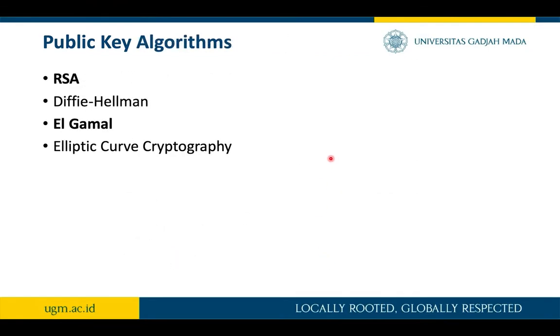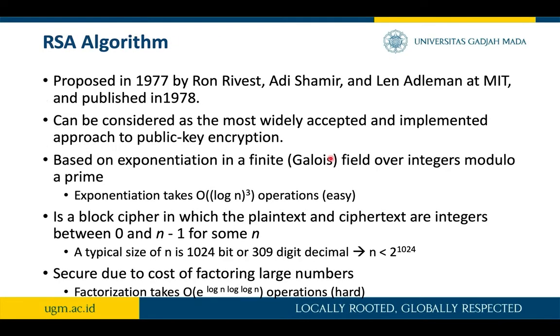There are several public key algorithms such as RSA, Diffie-Hellman, ElGamal, and elliptic curve cryptography. But in this slide, we will only discuss two of them, which are RSA and ElGamal. We will start with RSA here. RSA is an old algorithm. It was proposed in 1977 by Ron Rivest, Adi Shamir, and Len Adleman. Actually, the name RSA itself is the abbreviation of their last names, Rivest, Shamir, and Adleman.